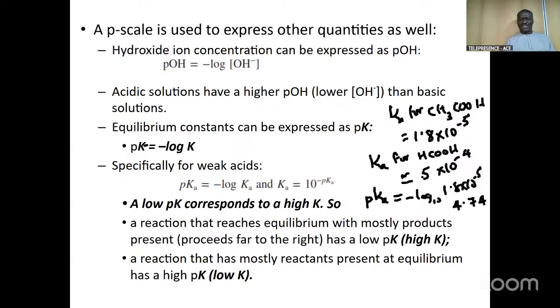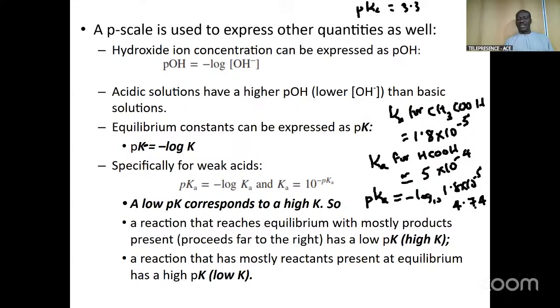Now let's look at formic acid. 5 exponential minus 4, and that is 3.3. So for formic acid, let me write it here, it is 3.3. For acetic acid, it is 4.74.